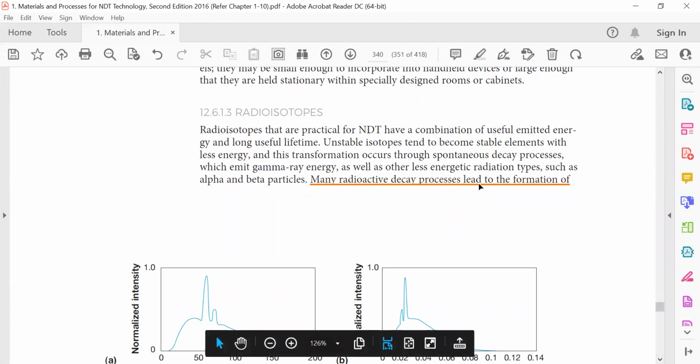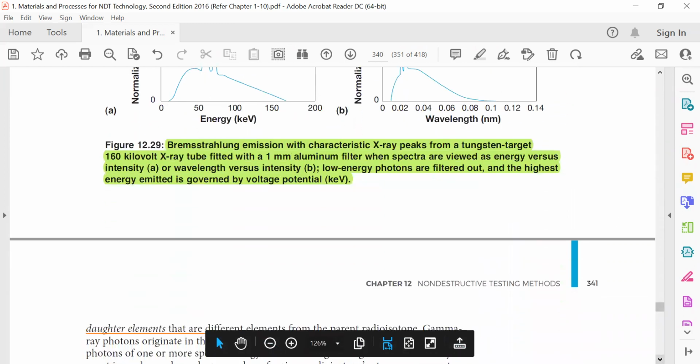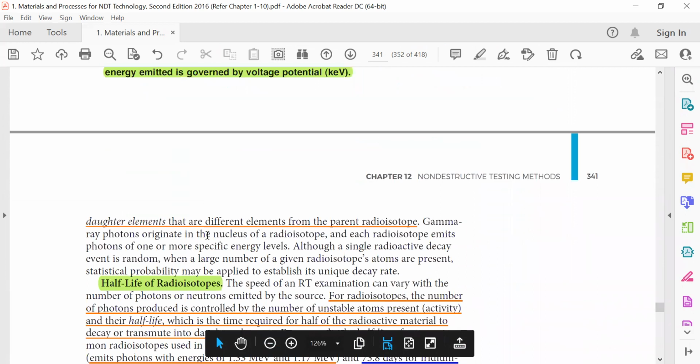Many radioactive decay processes lead to the formation of daughter elements that are different elements from the parent radioisotope.